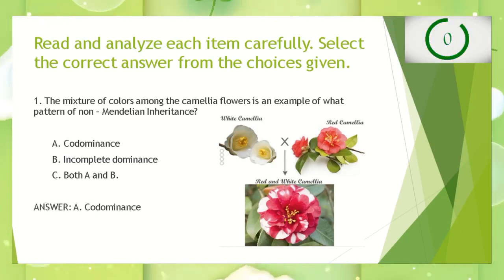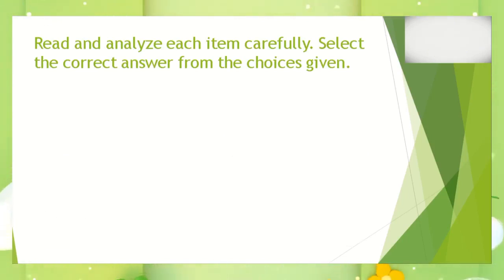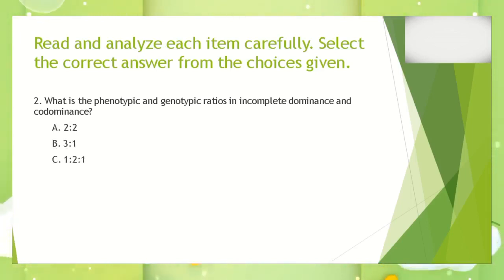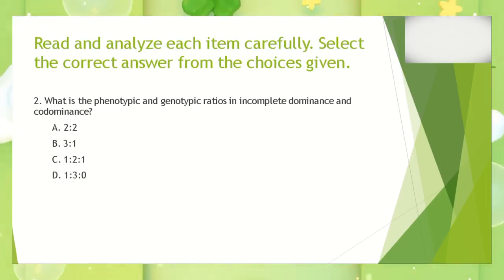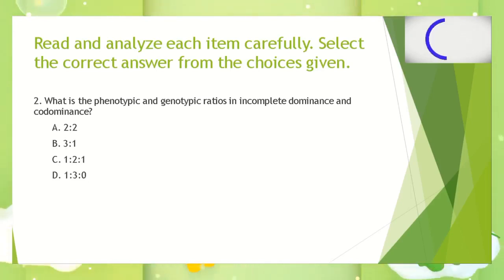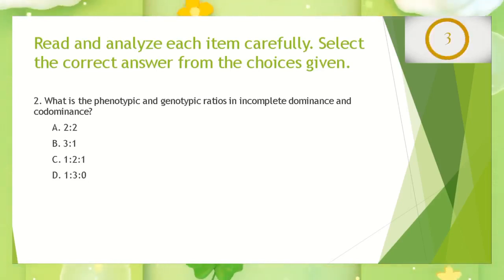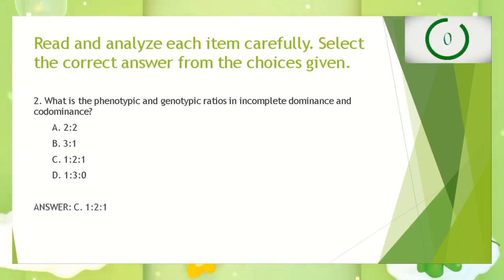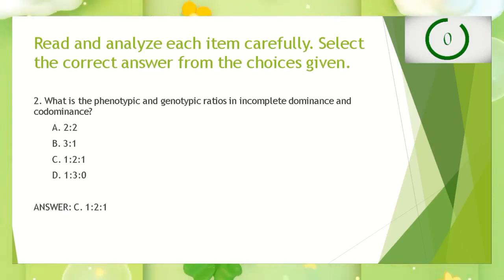The correct answer is letter A, codominance. Number 2. What is the phenotypic and genotypic ratios in incomplete dominance and codominance? Letter A, 2:2. Letter B, 3:1. Letter C, 1:2:1. And letter D, 1:3:0. The correct answer is letter C, 1:2:1.